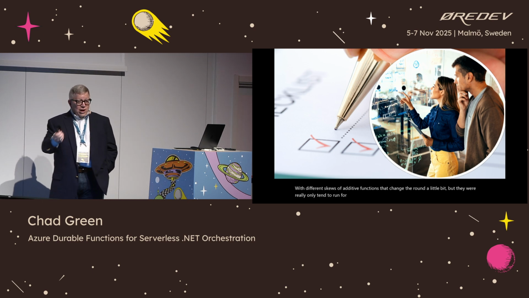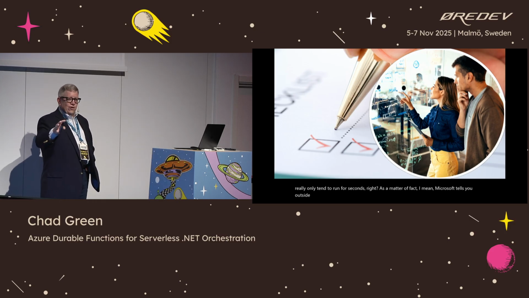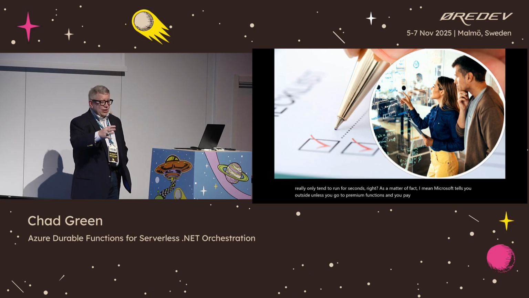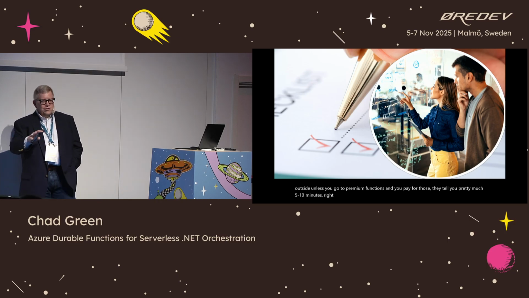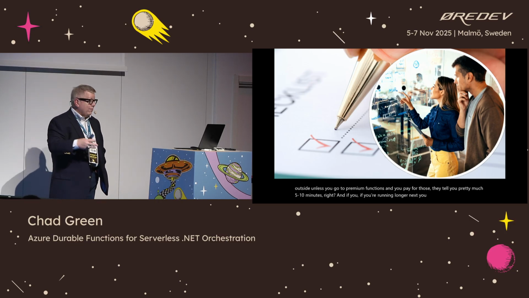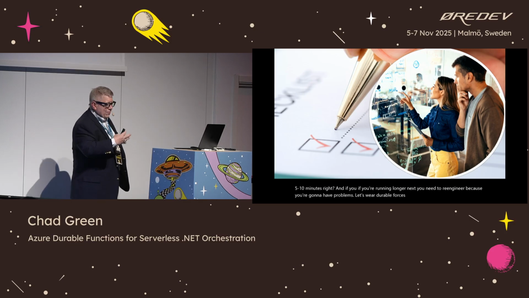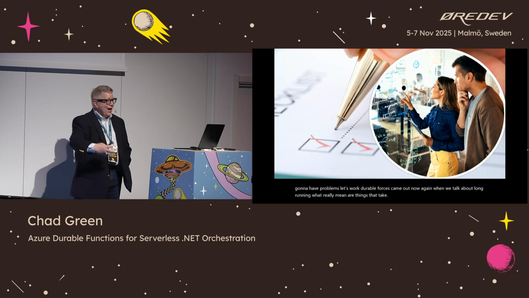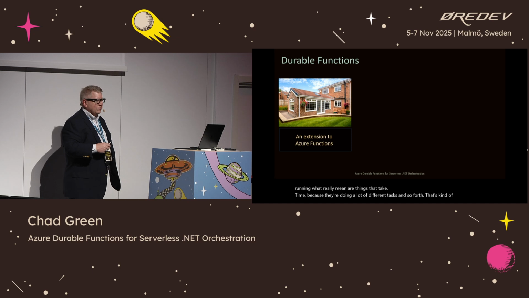As a matter of fact, unless you go to premium functions and you pay for those, Microsoft tells you pretty much 5-10 minutes. Right, and if you're running longer than that, you need to re-engineer because you're going to have problems. That's where durable functions came out. Now, again, when we talk about long running, what we really mean are things that take a long time because they're doing a lot of different tasks and so forth. And that's kind of what we have with durable functions.